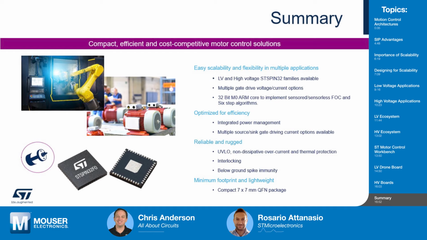In summary, I would say that the STSPIN32 family has several advantages. The most important ones are the high integration that is provided by having a system in package. This provides very important advantages for power density and efficiency. The number of components on the board, as we have seen, can be drastically reduced, and efficiency can be very high thanks to the onboard power management unit. And the devices are also designed with reliability and harsh environments in mind. Finally, the system is provided in a very compact package. It is in fact a QFN 7x7 millimeters.